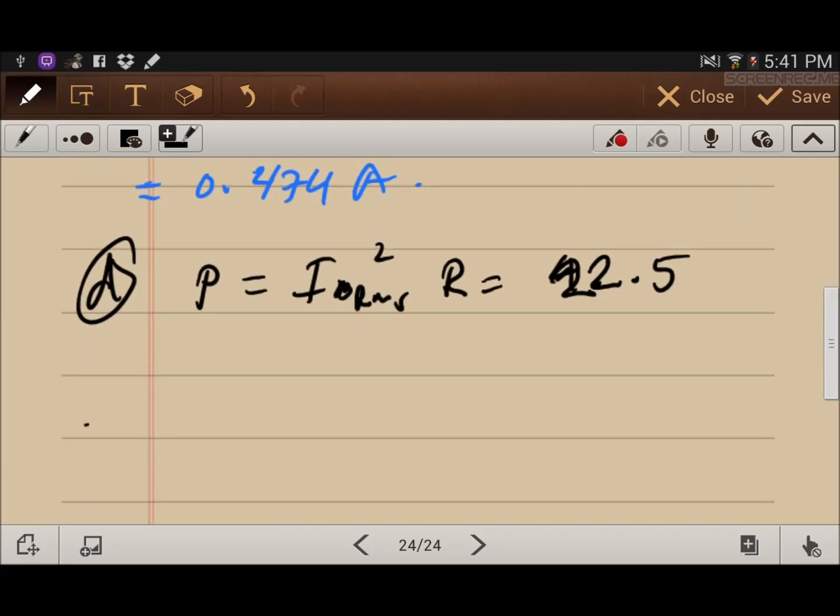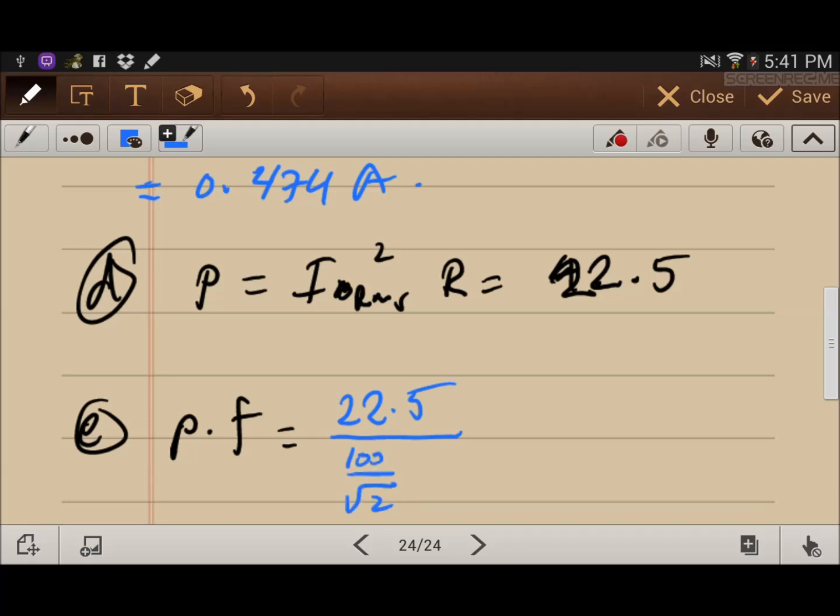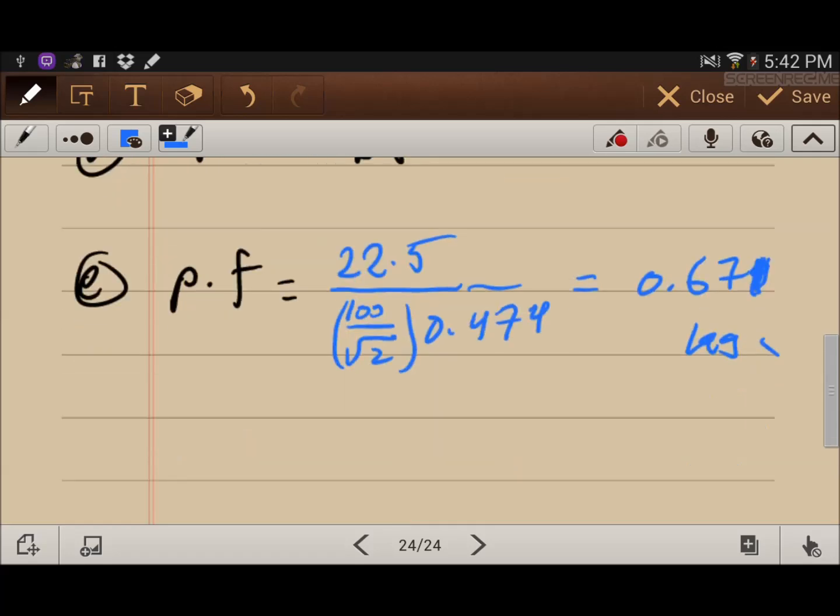Yeah, there is also another thing that this question asked about, which is the power factor. So the power factor here is 22.5 divided by the maximum value of the input voltage divided by root 2, this is the RMS value, multiplied by the RMS current, which is 0.474, and the power factor is 0.671, lagging power factor.